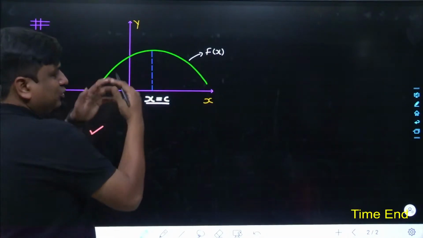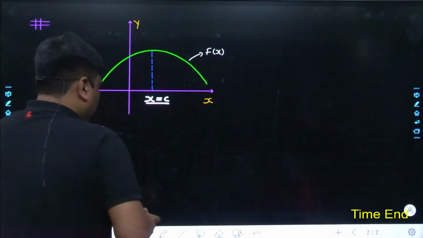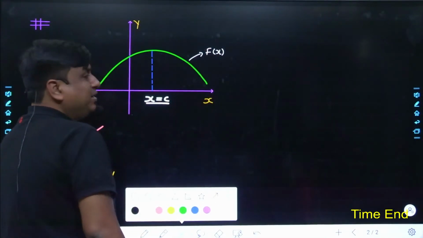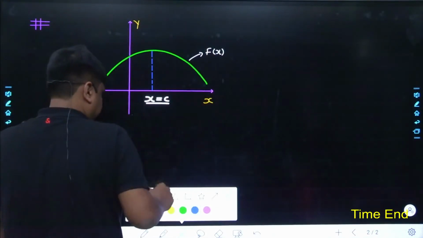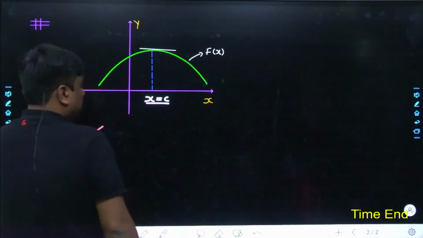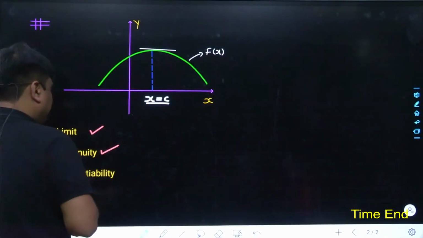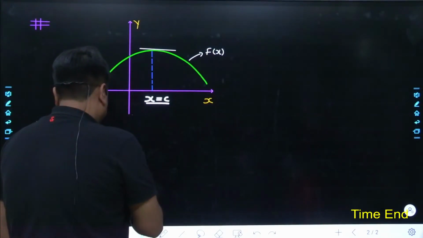As the function is smooth, that means you can draw a unique tangent at x equals c. How is the tangent drawn? The tangent is a straight line which has only one intersection point with the given function. So the tangent would be something like this, and this is unique in nature. So obviously, the function is differentiable at this point.